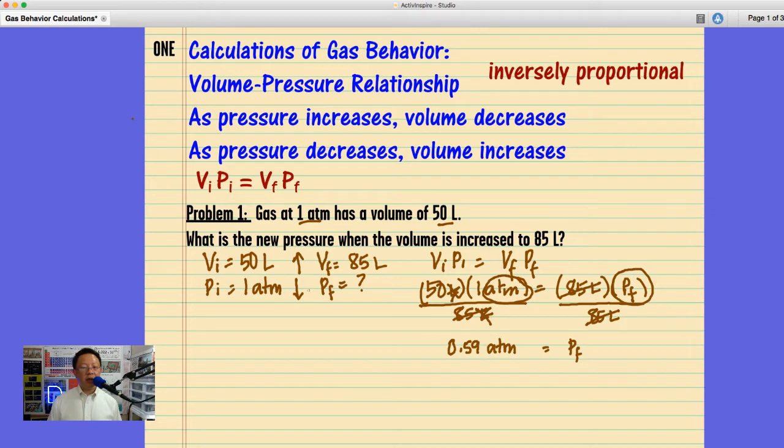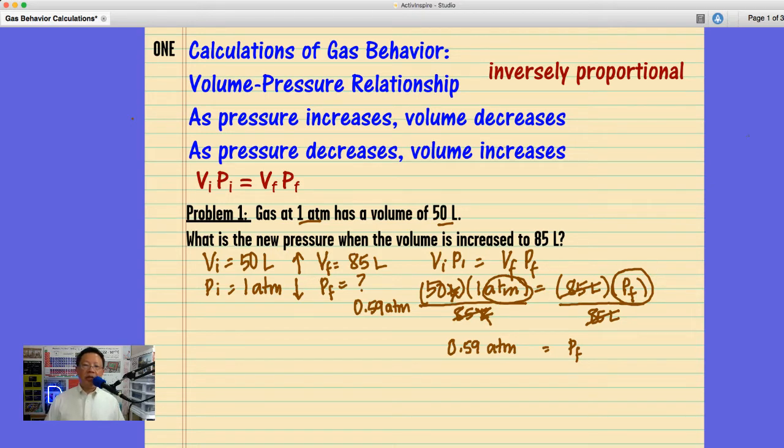Now let's take a look. Is this in fact consistent with what we predicted? Sure it is. When the volume goes up, the pressure decreased. It went from 1 atmosphere and decreased down to 0.59 atmospheres. The new pressure is 0.59 atmosphere.